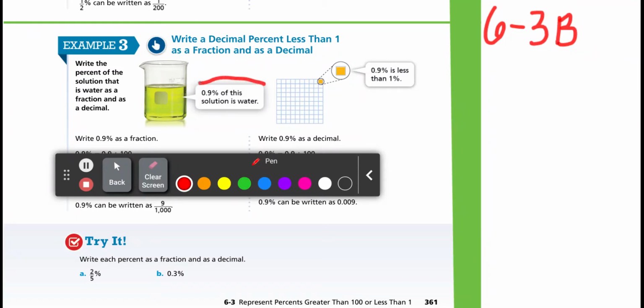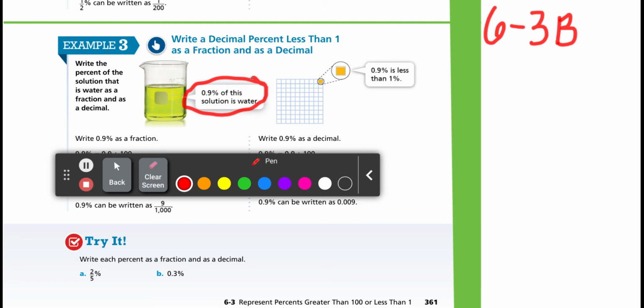That sentence right there gives us the information that we'll need to write the percent as a fraction and as a decimal. It says that 0.9% of this solution is water. So if we look at this zoomed in picture, 0.9% is less than 1%. So it's not yet filled in one whole cube there.